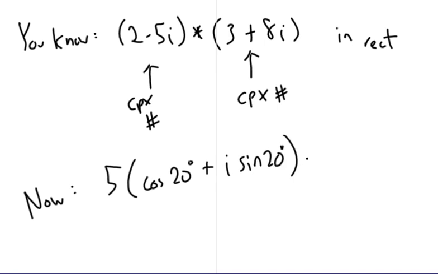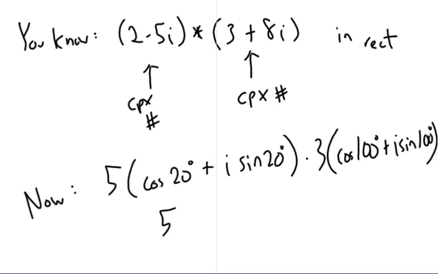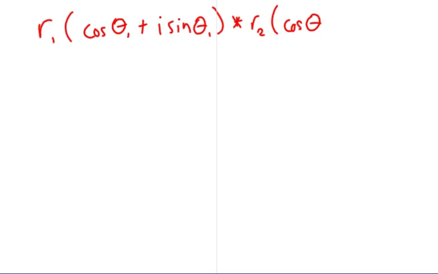So for instance, the number 5 cosine 20 degrees plus i sine 20 degrees, or 5 cis 20 degrees, times 3 cosine 100 plus i sine 100. So this would be the equivalent of 5 cis 20 degrees times 3 cis 100 degrees. And we're going to develop a formula. Our formula in its generic form is going to be some complex number with a magnitude and a theta. So r1 times cosine theta 1 plus i sine theta 1, times r2 times cosine theta 2 plus i sine theta 2.